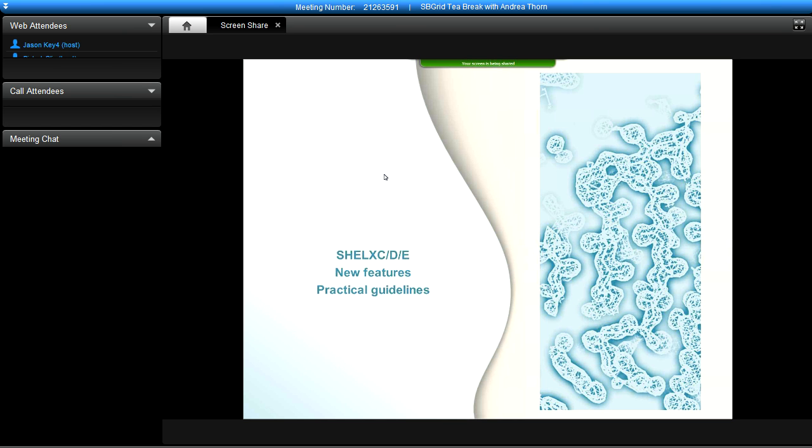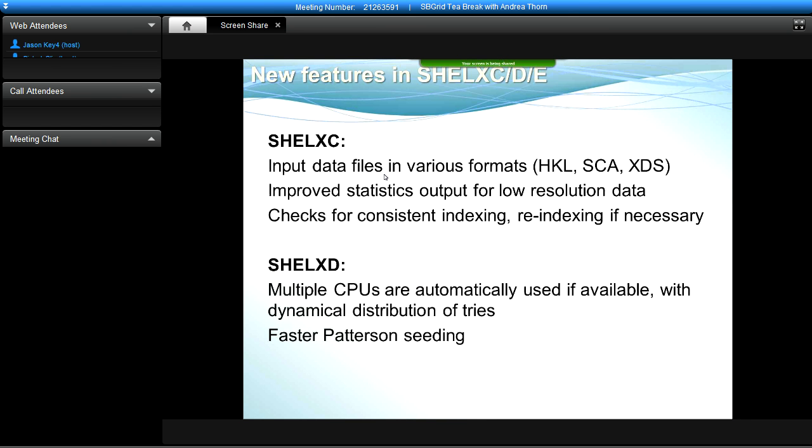So there are several new features in the new version of SHELX-CDE. I'll give them together with some practical guidelines. SHELX-C can now read input data in various file formats, HKL, SCA, and XDS ASCII.HKL format. So there's less converting necessary.